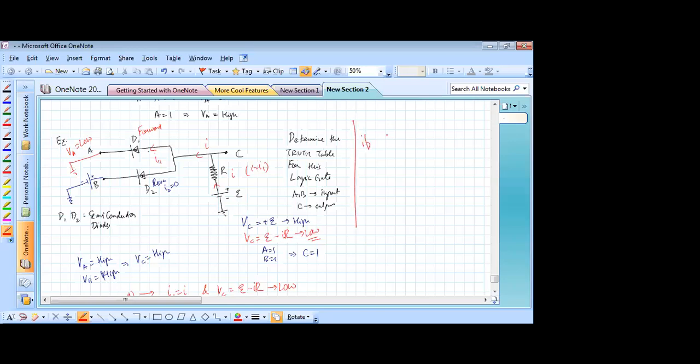So if A is also ground, B is also ground, then I1 is not 0, I2 is not 0, and I is equal to I1 plus I2. So VC again becomes low potential. So A equal to 0, B equal to 0 also corresponds to C equal to 0. So it implements what we call the AND gate.